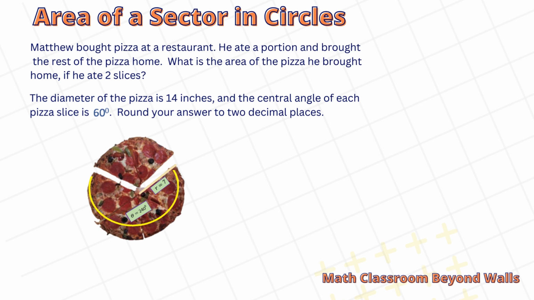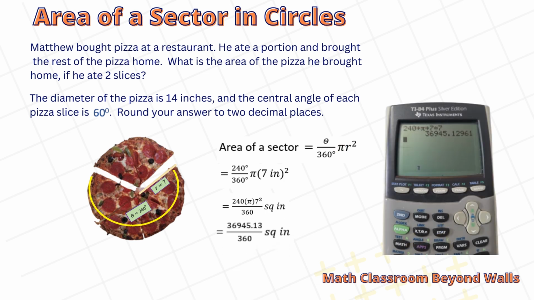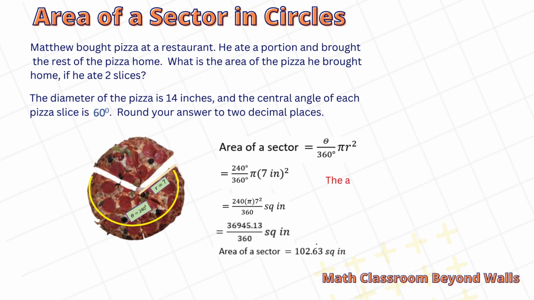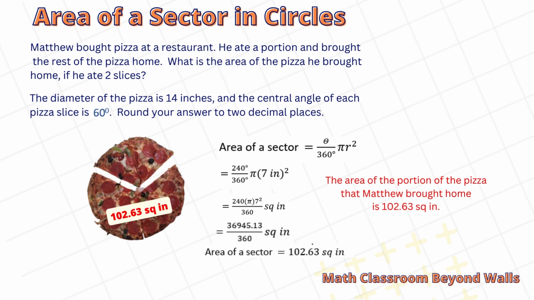We can now apply the formula. Next, we plug in the values of theta and r into the formula. Just like in the previous problem, we will use pi instead of 3.14. Multiplying the numerators together gives us. Dividing the numerator by the denominator gives us. Therefore, the area of the portion of pizza that Matthew brought home is 102.63 square inches. There you are, learners. We have answered the problem.